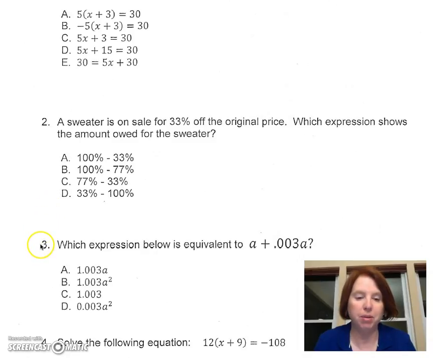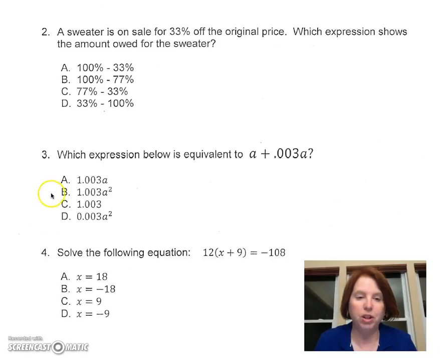Okay, moving on to number 3. Which expression below is equivalent to A plus 0.003A? Is it letter A, 1.003A? Is it letter B, 1.003A squared? Is it letter C, 1.003? Or is it letter D, 0.003A squared?